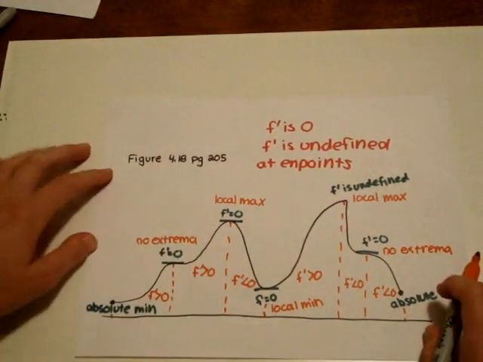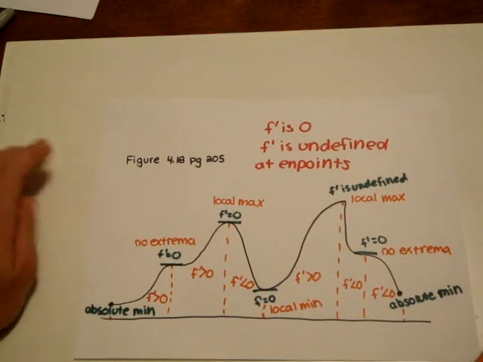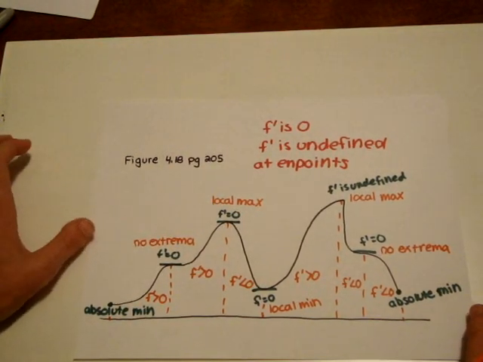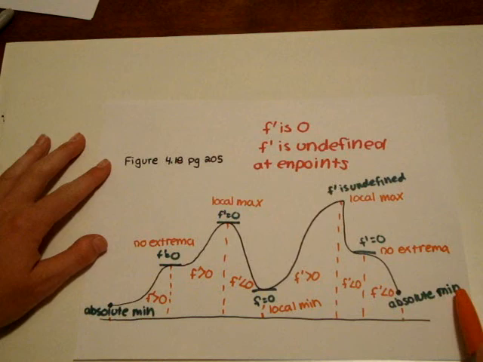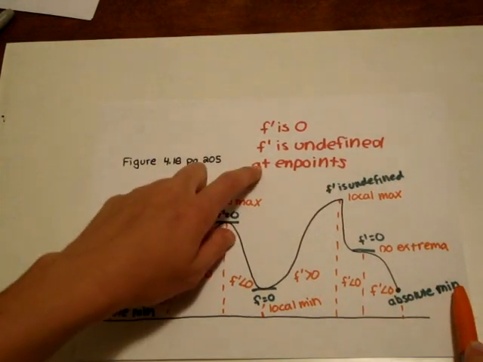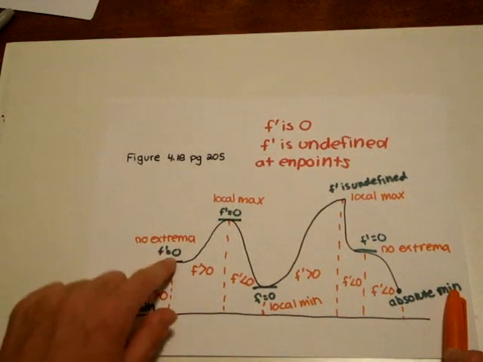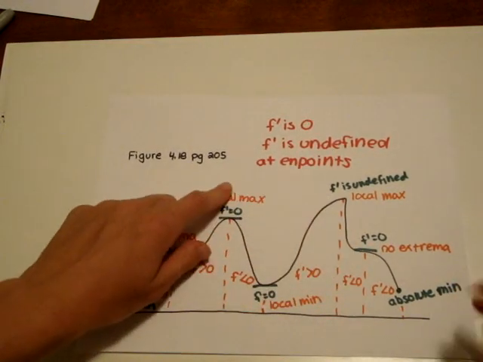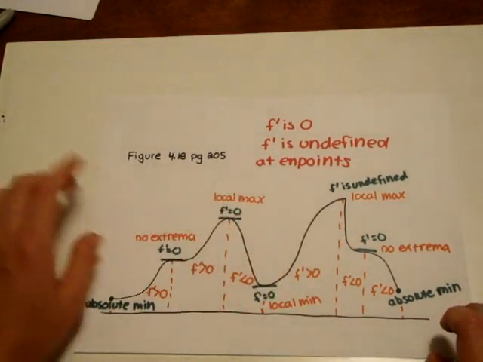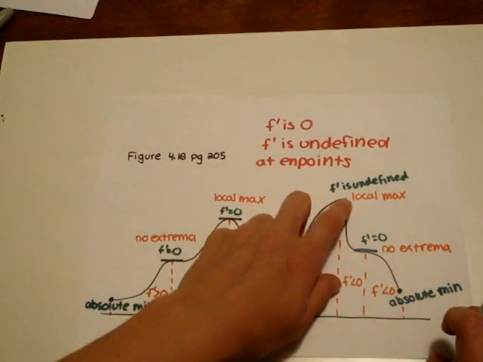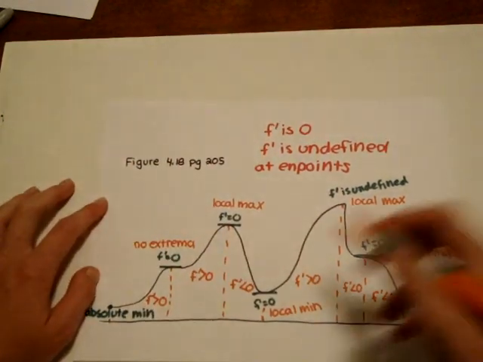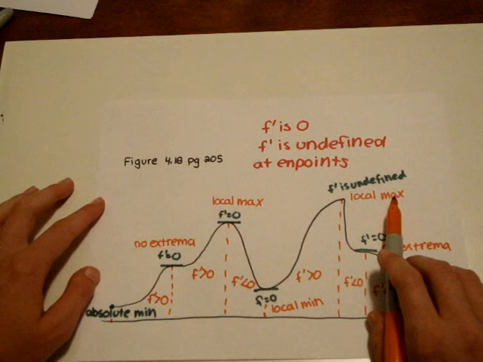This graph really does a great job of showing all the different possibilities of what you can have. We have minimums at endpoints, which was one of our places to check. We have where f prime is 0, we have a max, a min, and then we have where it's undefined. It's undefined at this point, but we do have a sign change, so it is a maxima.